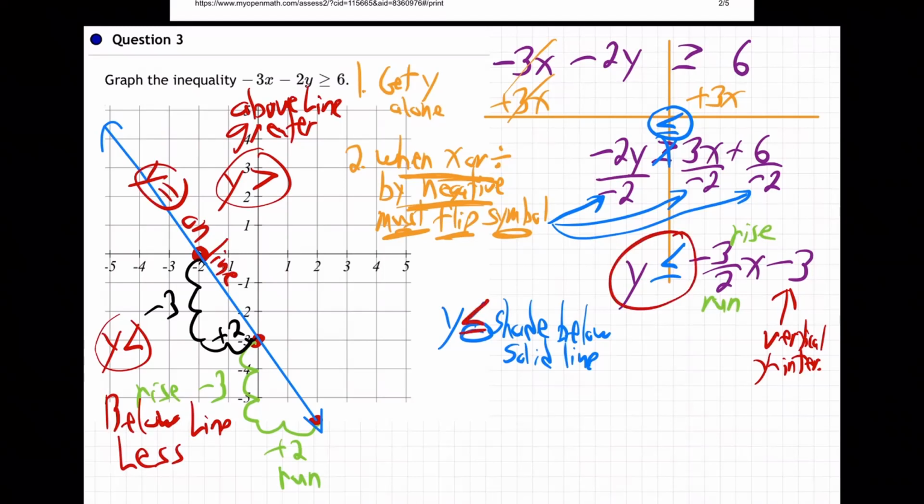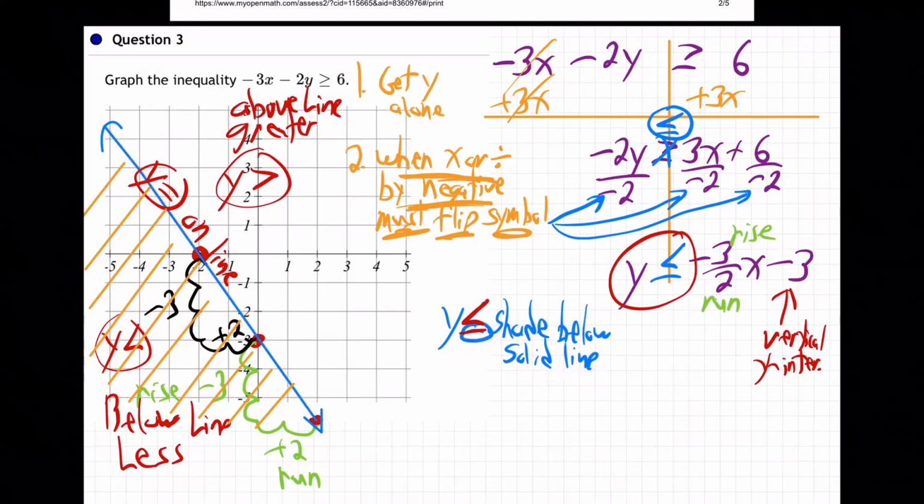So we want the lesser stuff. We want the stuff here. We want all this stuff shaded, right? We want the lesser stuff shaded, and we want the stuff right on the line because we want the less or the equals, the stuff below and the stuff right on the line, which means we want a solid line, not a dotted line. That's why it's a solid line.